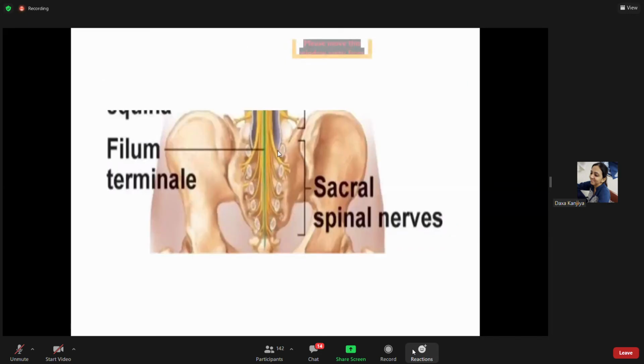Structures passing through the sacral foramina. This is the dorsal view. From the dorsal sacral foramina, it transmits the dorsal rami of the sacral nerves. Here you can see the sacral nerves coming out through the sacral foramina. And structures passing through the sacral canal: see here, it transmits the filum terminale, then the sacral and the coccygeal nerves, and the meninges of the spinal cord.